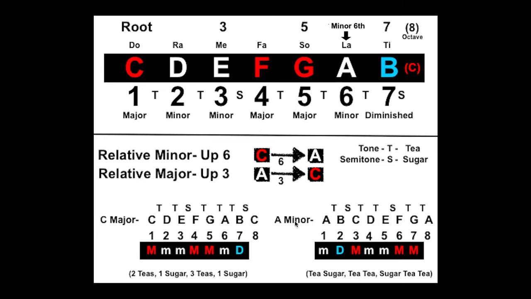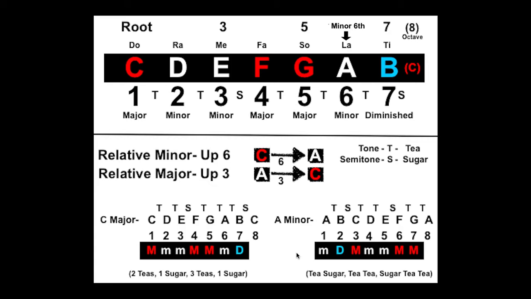Now, a minor scale follows this order instead. Tone, semitone, tone, tone, semitone, tone, tone. And there's a handy little acronym you can use for breaking the two of them down. Now, a major scale goes 2 T's, 1 S, 3 T's, 1 S. That's T, T, S, T, T, T, S. On the other hand, a minor scale goes T, S, T, T, S, T, T. That's T, S, T, T, S, T, T.